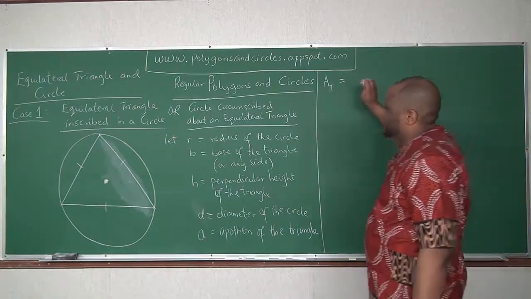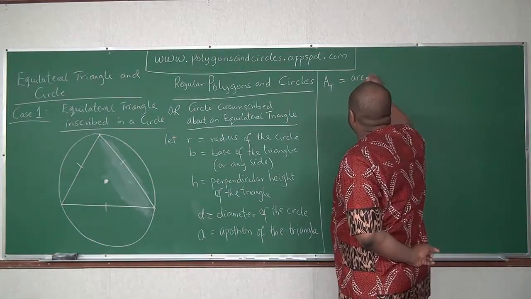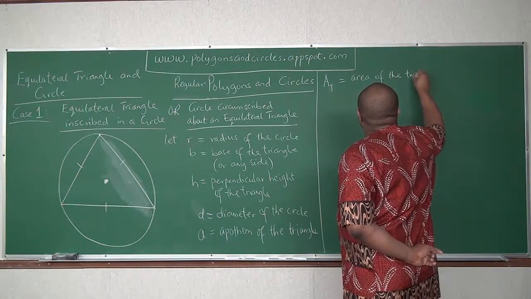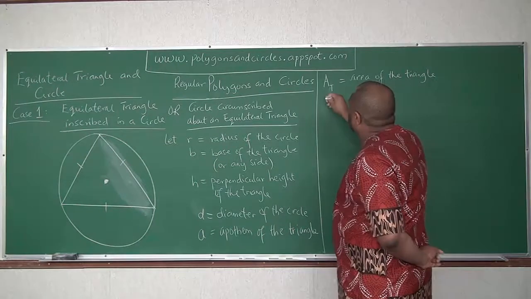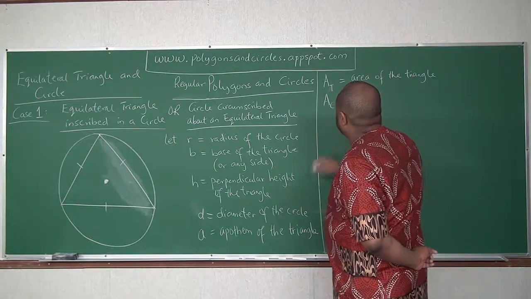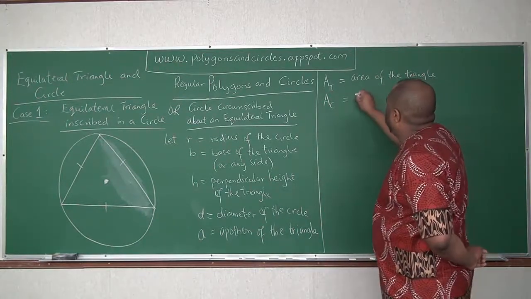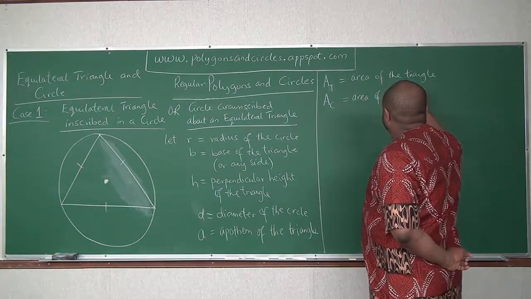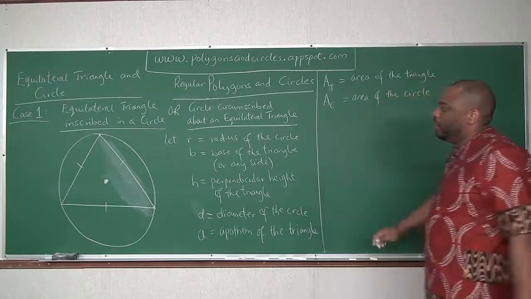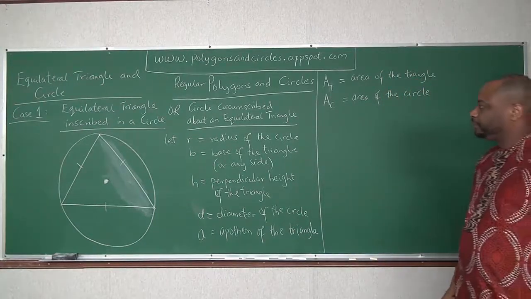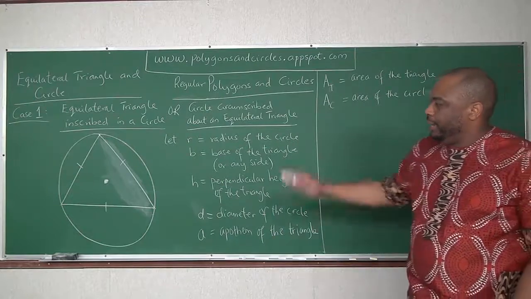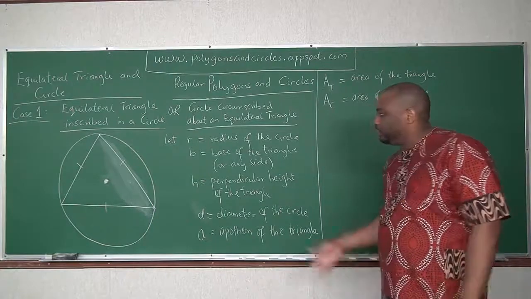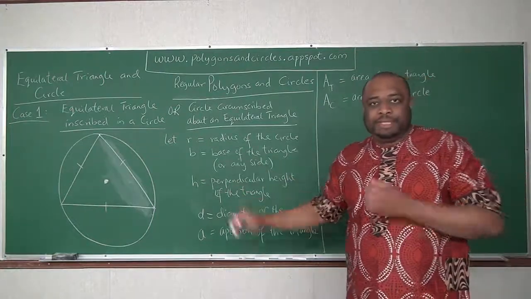If you see A subscript T, that is the area of the triangle. And then if you see A subscript C, that is the area of the circle. Okay.